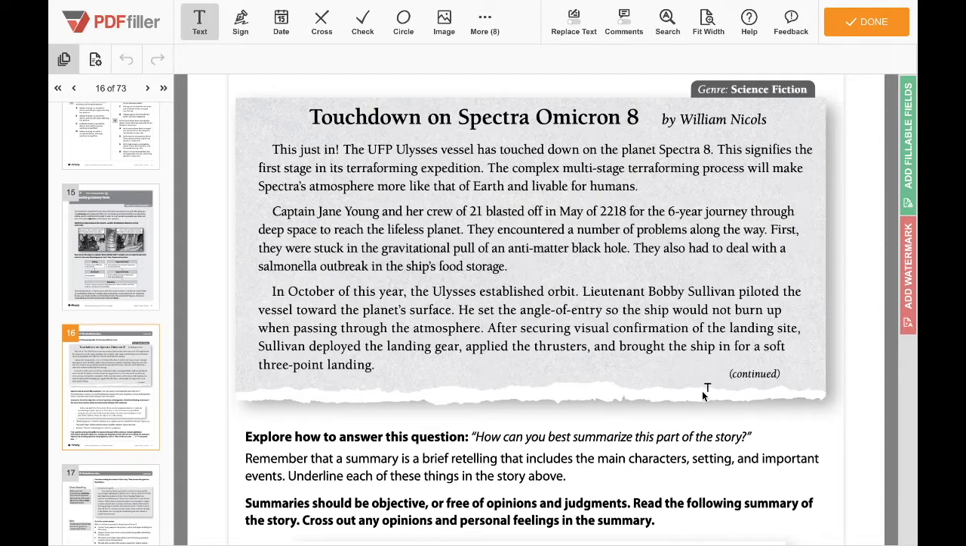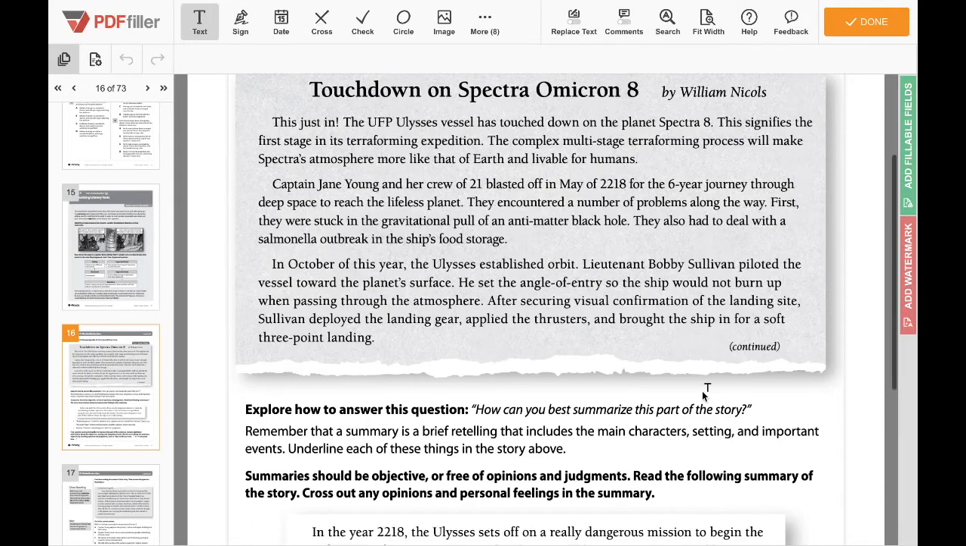First, they were stuck in the gravitational pull of an antimatter black hole. They also had to deal with a salmonella outbreak in the ship's food storage. In October of this year, the Ulysses established orbit. Lieutenant Bobby Sullivan pivoted the vessel toward the planet's surface. He set the angle of entry so the ship would not burn up when passing through the atmosphere. After securing visual confirmation of the landing site, Sullivan deployed the landing gear, applied the thrusters, and brought the ship in for a soft 3-point landing.